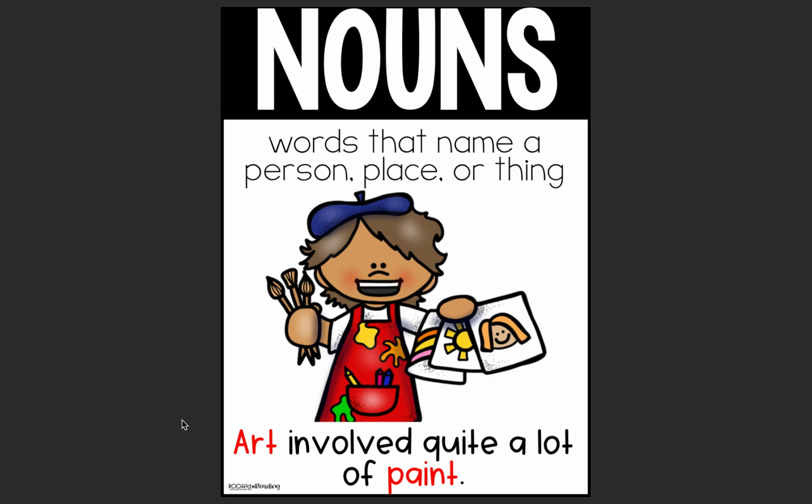So down here they have an example. Art involved quite a lot of paint. So here they've highlighted art and paint in red. Art is a thing, right? This little boy painted pieces of art. So art is a noun. It is a thing. And paint. Paint is also a noun. So it is a thing, right? So that is also a noun.